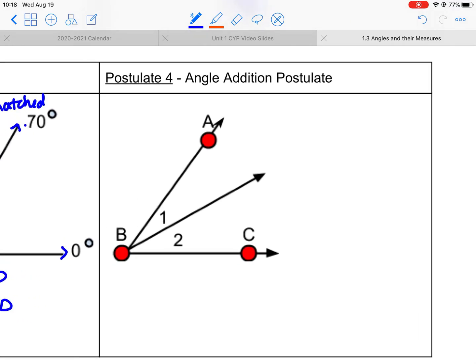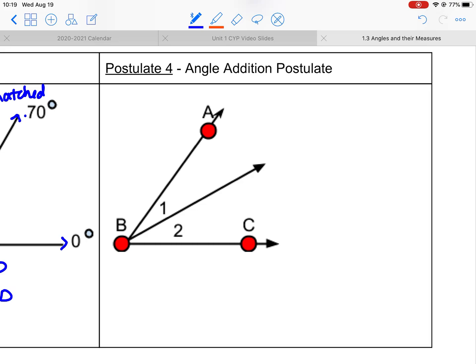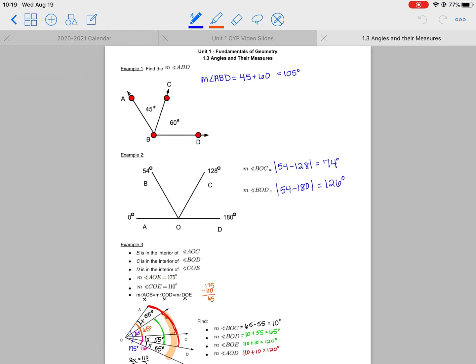The second postulate we're going to be working with is the angle addition postulate. So the angle addition postulate, similar to the segment addition postulate, is going to say that an angle, so the measure of angle ABC, and since we're going to be working with addition and an equal sign, I'm using the measure. So the measure of angle ABC is going to be equal to the sum of its two parts. So that'll be the measure of angle 1 plus the measure of angle 2. So if I know two of those pieces, I can find whatever the third is. So now we're going to put these postulates into practice.